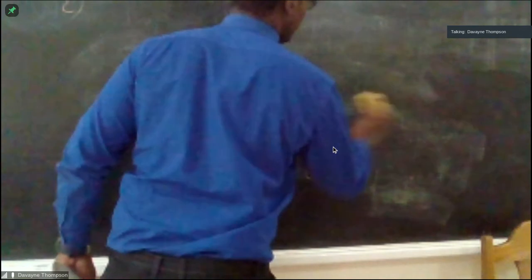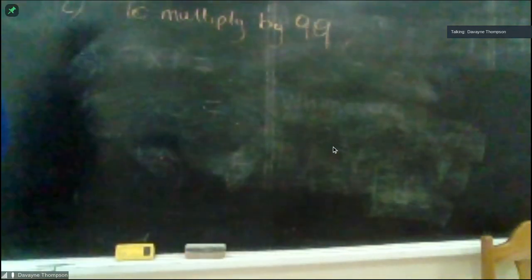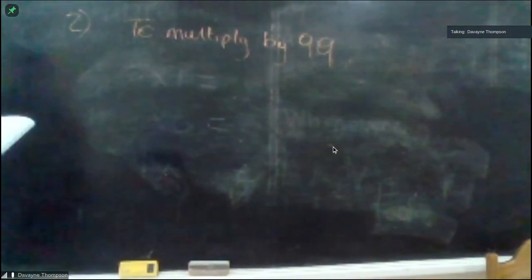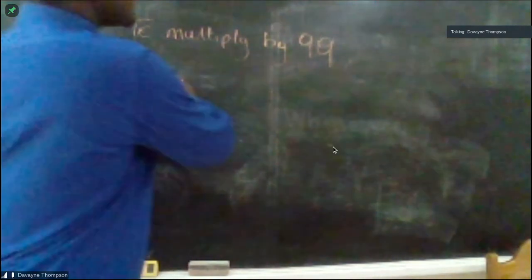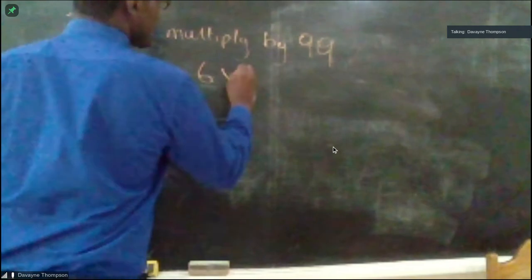This is for when you multiply. So, let's say that I am multiplying a number by 99. It's a very simple shortcut. I'm pretty sure some people can guess what I'm going to say. If I'm going to multiply now by 99, let's say I have 6 times 99.